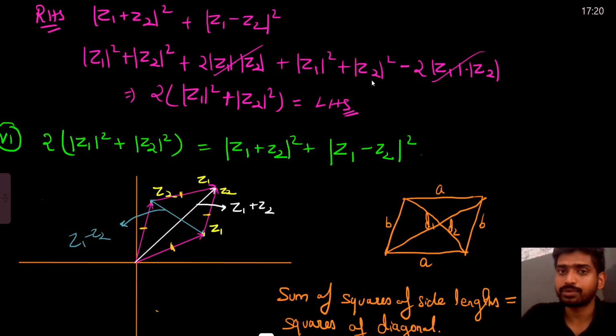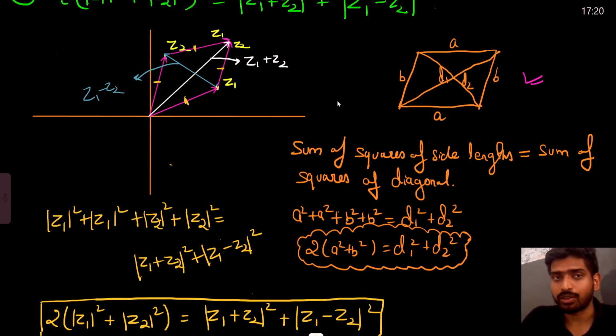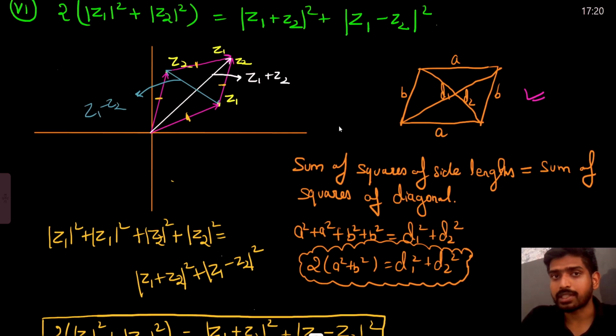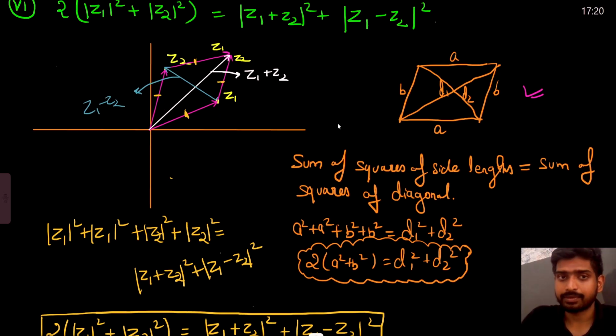So like this also we can prove. But this proof, if you understand, will help in solving questions. This approach will help in solving a lot of questions if you assume the complex number as vectors. Got it?